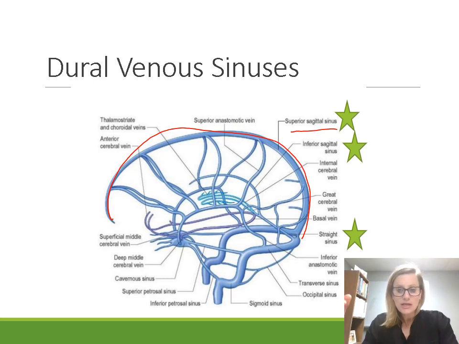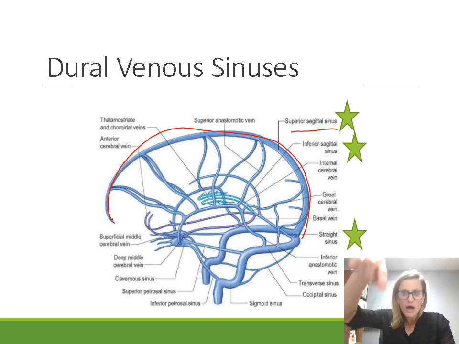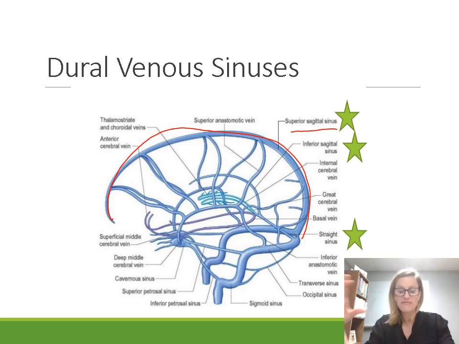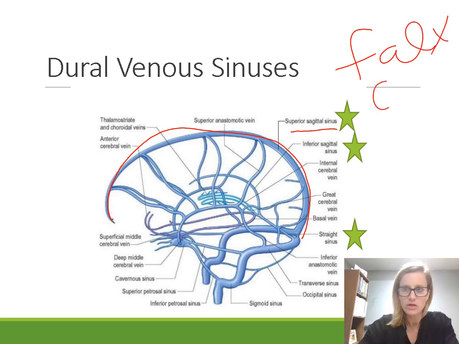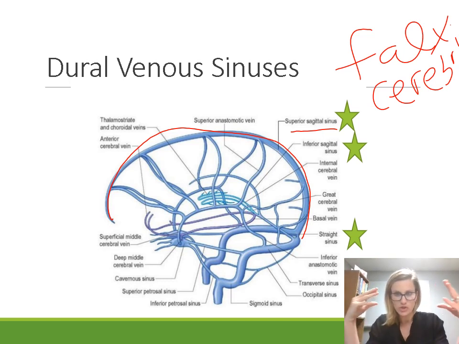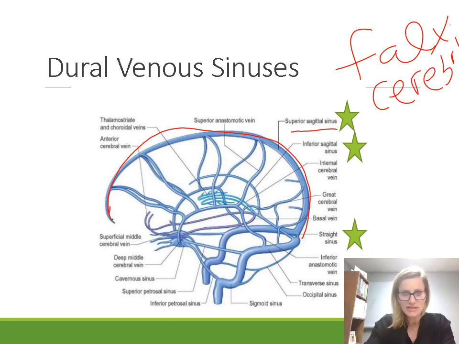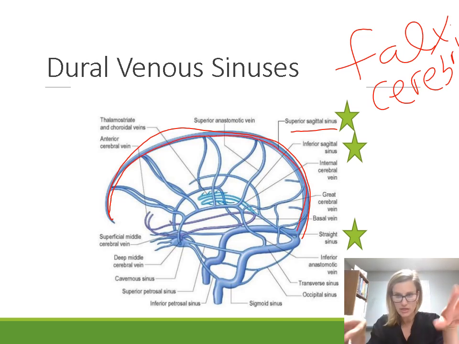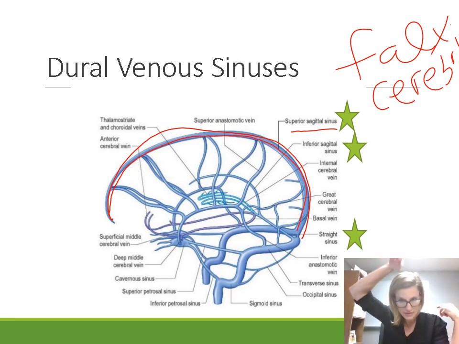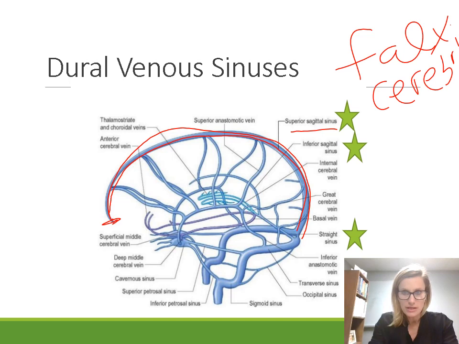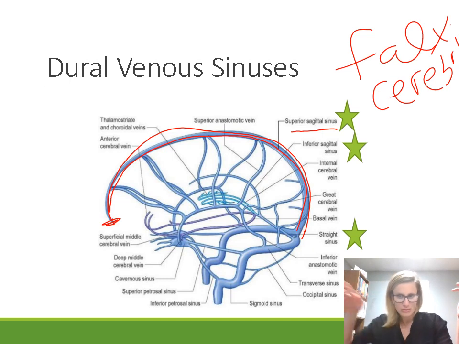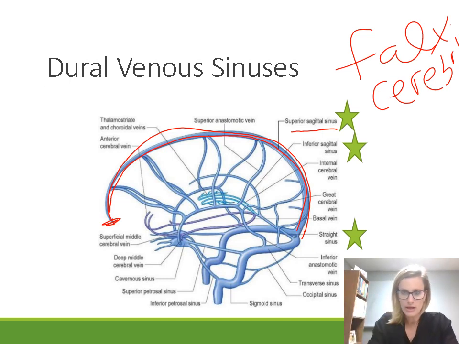The superior sagittal sinus goes along the top of the falx cerebri, the dural fold that goes down between the cerebral hemispheres. So this is going down in the longitudinal fissure, the fissure between the two cerebral hemispheres, down the center of the brain. It goes all the way from the crista galli in the front back to the internal occipital protuberance, the little part that protrudes from the occipital bone in the back.